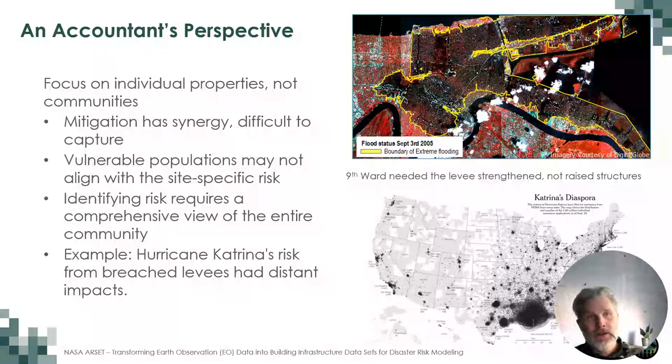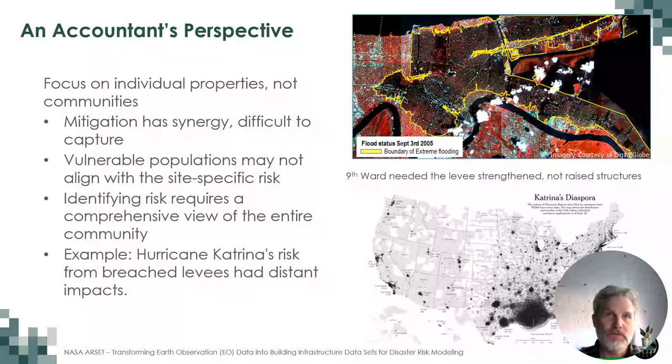So if you just focus on these properties, you're missing the ability to strengthen entire communities, as in the case of Katrina. And what we find is that vulnerable populations may not align with the evaluation of site-specific risks. So for example, if I've got a mill town and the mill is high risk and I live outside the mill and the mill is destroyed, my life turns upside down because I need to go get a new job or need to move. And that's not even reflected in the assessment of the risk of that site. So identifying risk and community risk really requires a comprehensive view of the entire community.